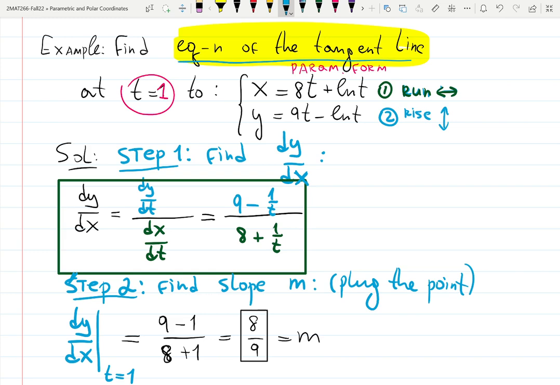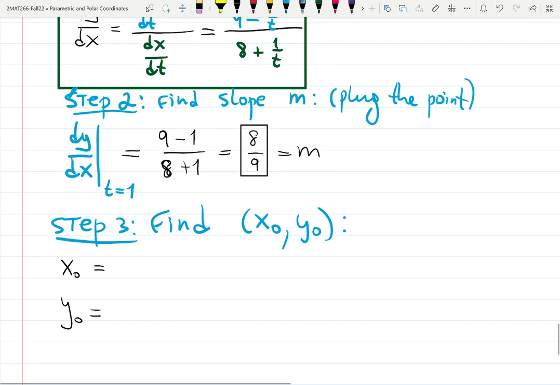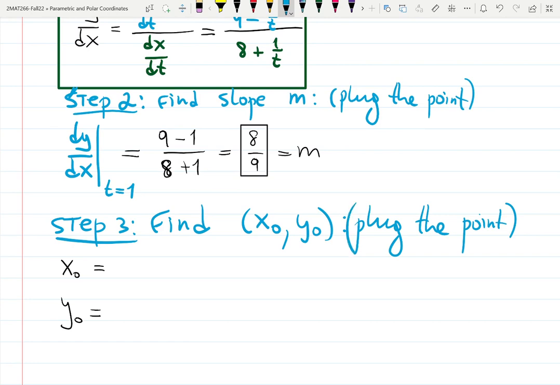Exactly. So maybe we gave you the point, 15 and 17 or whatever. But if we didn't, we gave you t. Plug t to find that point. So again, t equals 1 corresponds to some kind of x sub 0, y sub 0. So plug the point. It's literally the same step. In the previous step, we plugged the point into derivative. In this step, we plug the point into original equations. Original.